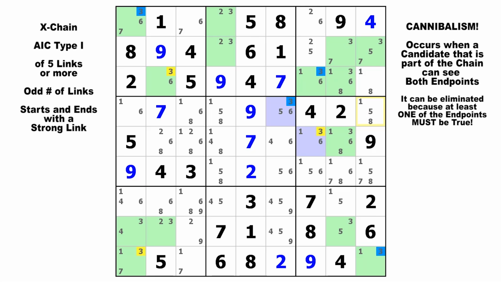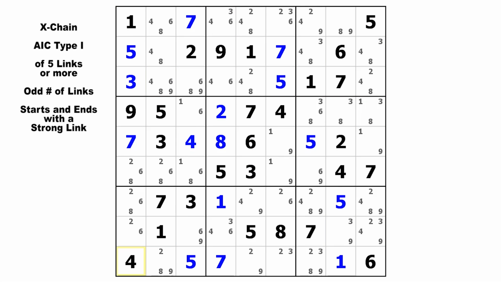All right, next one. Okay, let's take a look at candidate 8, and we have an X chain here of 9 links, and it begins here and ends here. So we've got strong up to that 8, weak, strong down to that, weak over there, strong. Then this is a surrogate weak link. We're going to use that as a weak link, and then finally strong to this 8 in row 9.